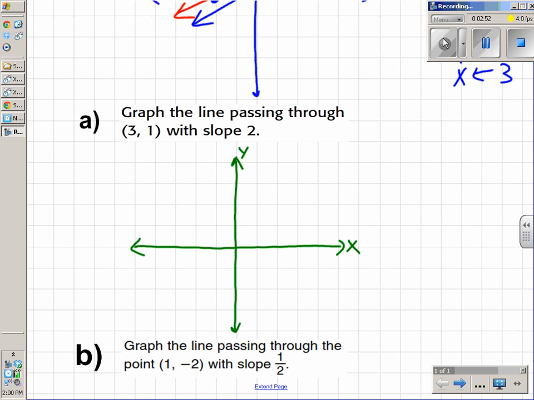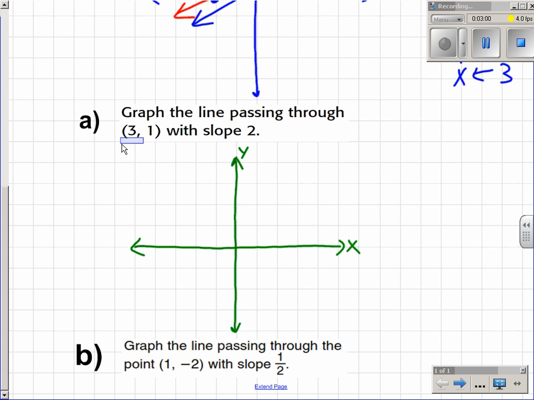All right, so example A, graph the line passing through the point (3, 1) with a slope of 2. So our first step is to plot the point that we're given, which is (3, 1). So I'd find 1, 2, 3, go up 1, and there is our point. All right, step 1 is done.